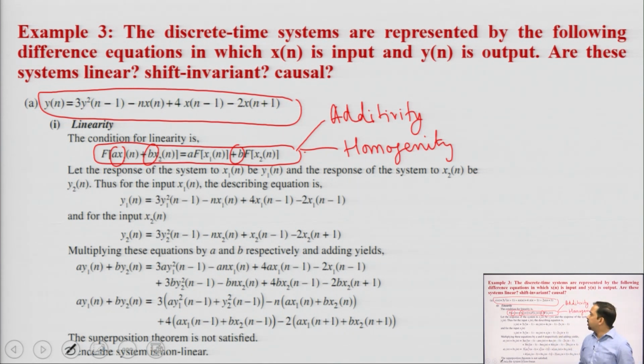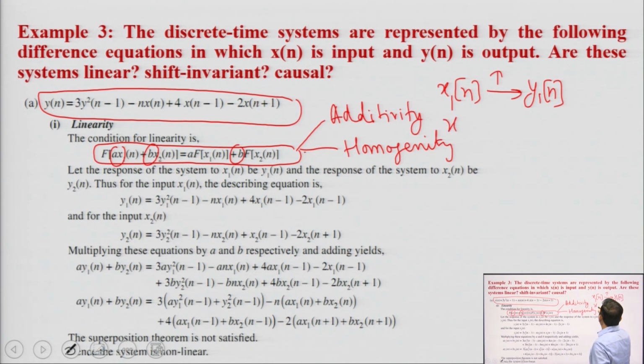How this condition works is, let us say if x1[n] is the input, it will give rise to the output y1[n]. Similarly, if x2[n] is the input, it will give rise to y2[n].